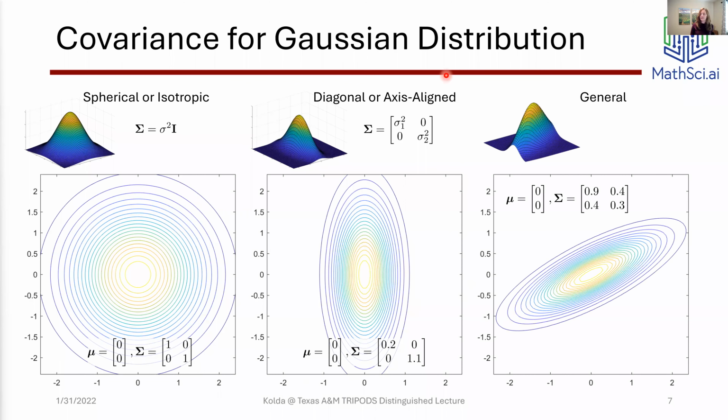And then you can also have just a general matrix. So in this two-dimensional example, we have a 2 by 2 covariance, and you can have something arbitrary, it just has to be symmetric and positive definite. And then you can get a sideways ellipsoid like we show here. So that's a Gaussian distribution.